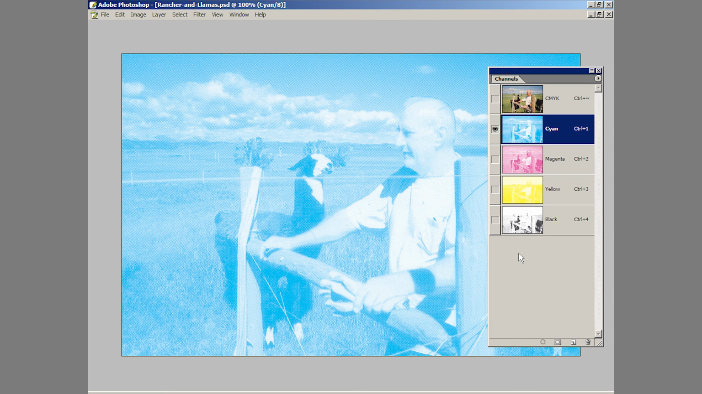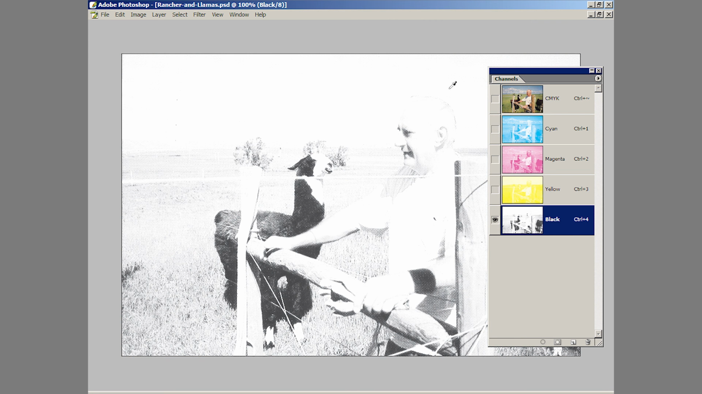The intensity of the color we see here tells us how much ink will be laid down by the cyan plate during printing. You can see how strong the cyan component is in the sky area. I'll switch to the black channel. The sky is very light, which means there will be no black ink printed in this area.